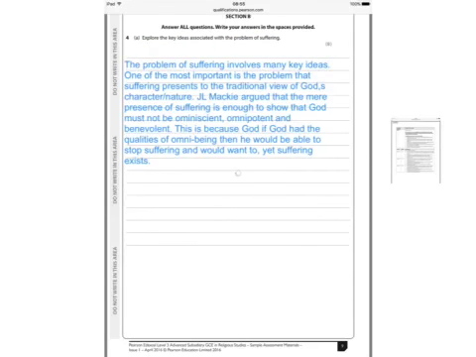Here's an example of my first paragraph then. The problem of suffering involves many key ideas. There I'm using the question wording. One of the most important is the problem that suffering presents to the traditional view of God's character and nature. J.L. Mackie argued that the mere presence of suffering is enough to show that God must not be omniscient, omnipotent, and benevolent. This is because if God had the qualities of an omni-being, then he would be able to stop suffering and would want to, yet suffering exists.